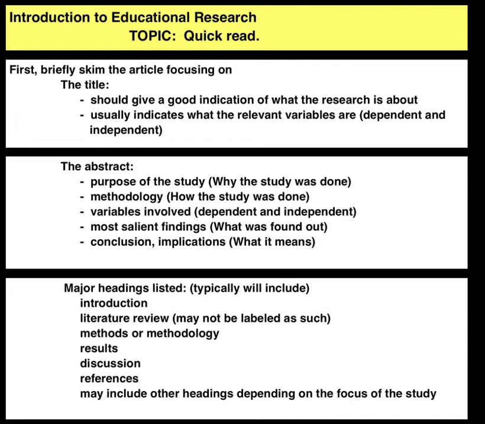There may be a section on the review of the literature, and sometimes the review of the literature is not labeled, but it's included in the introductory section or in the development of the logic chain. Then there typically is a methods section or methodology. There's very typically a results section, a discussion section, and references. And there may be other headings or subheadings that may be included in other research articles depending on the purpose of those articles. But those are the general headings that you'll encounter.